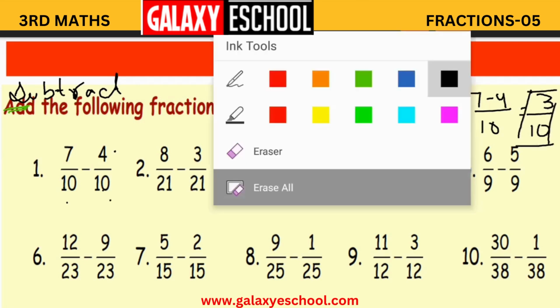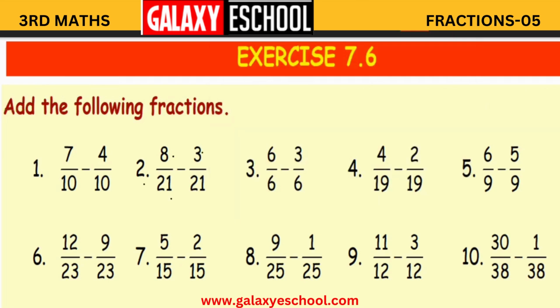Yes. Next, question 2. 8 by 21 minus 3 by 21. Again, these two are like fractions. See, subtraction like this is possible only in like fractions, children. Suppose I have 8 by 7 minus 3 by 5, I cannot subtract these two directly as I do for like fractions.